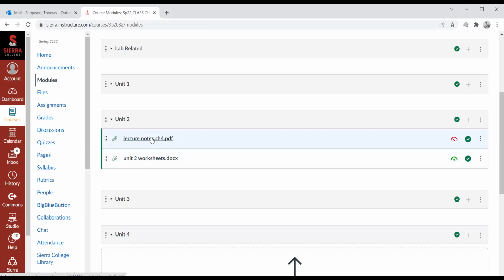I put a file here called Lecture Notes, Chapter 4, and that is a print of all my slides I'm going to be going through. So in the future, if you see that and you want to print that off and then take notes directly on the slide, that's what I'm thinking of. I can show you what it looks like.